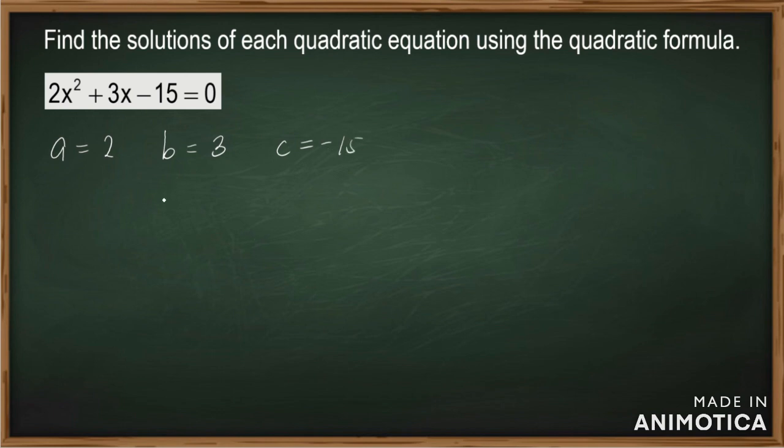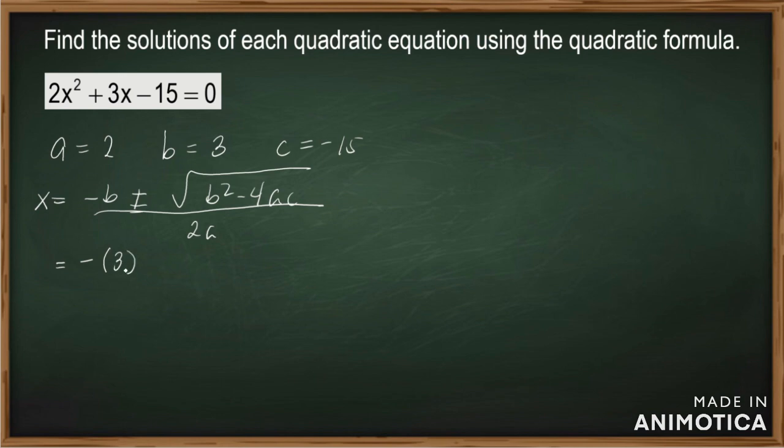The next thing that we are going to do is substitute these values in our quadratic formula. x is equal to negative b plus minus the square root of b squared minus 4ac over 2a. So let's now substitute. We have now negative b. Our b is positive 3. Now, take note, students, when you substitute a value, always enclose it in a parenthesis to avoid confusion, especially when the value to be substituted is negative.